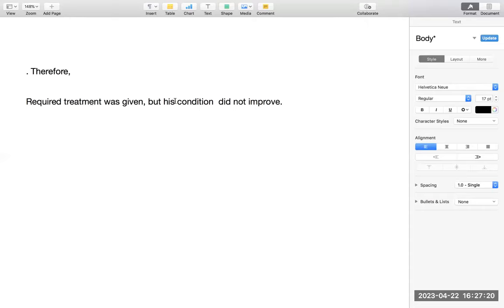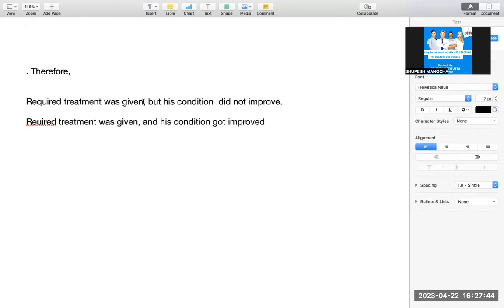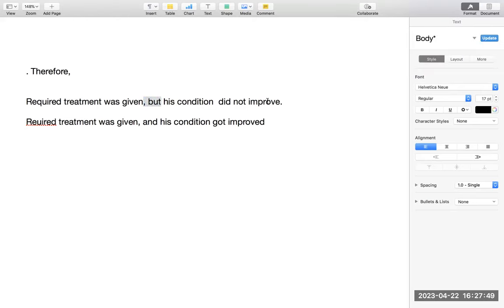So: required treatment was given, but his condition did not improve. Here I use a connector. But and and are two different things. And is a simple thing. Required treatment was given is a positive part, and his condition got improved is also positive. But when there is a positive and a negative sentence, it is always better to use but. It is the best connector to use. So these are the two basic connectors which are used the maximum in OET.